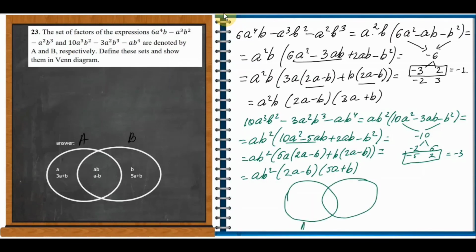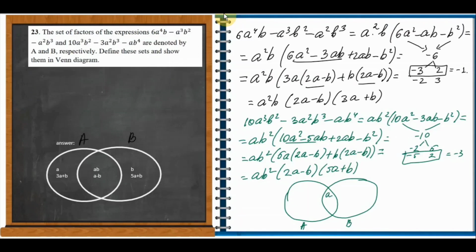So the first set is A, second is B. We found for the first set. First of all, we must complete the common part. So in common part, what factors we see? We see that A is common.